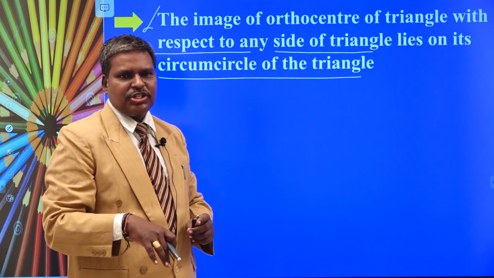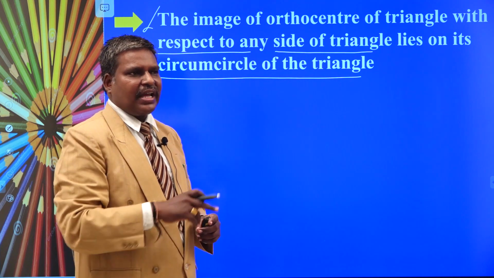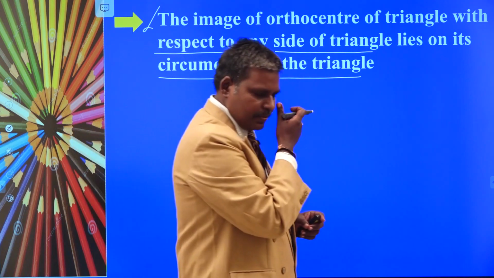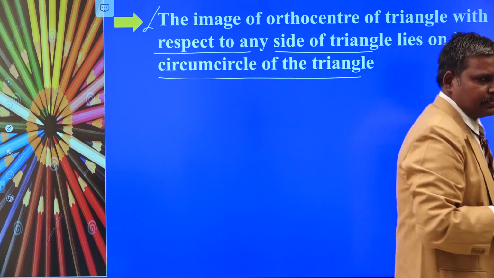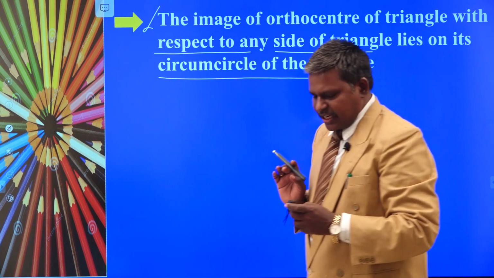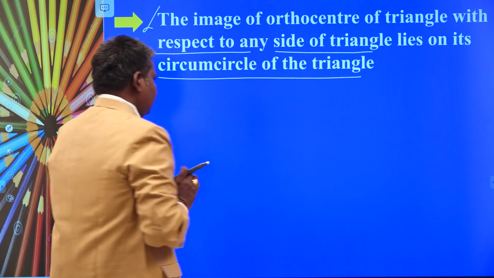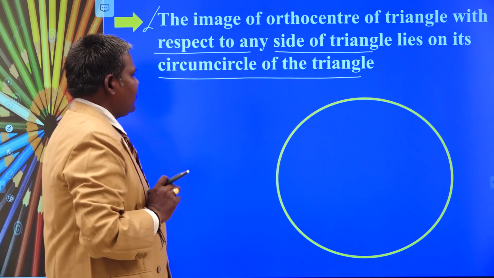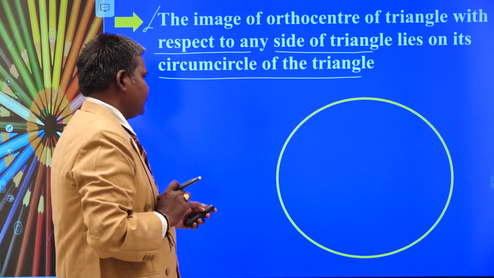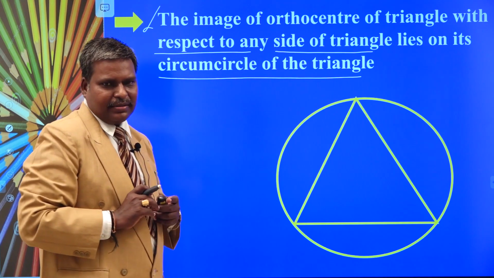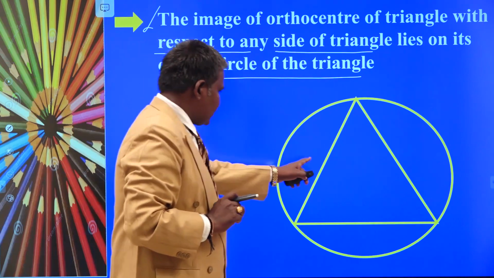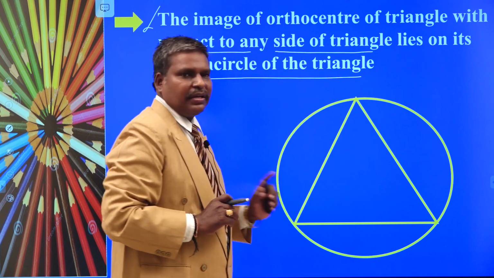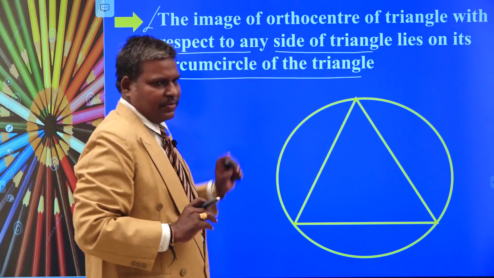So, the image must and should lie on what? The circumcircle of the triangle. We mean the circle passing through the three vertices of the triangle. Understand? What a beautiful result here. See this one. Let us try to draw the figure. This is the circle, the circumcircle of the triangle. This is the triangle. This is the circle passing through the three vertices of the triangle. So it is called the circumcircle.